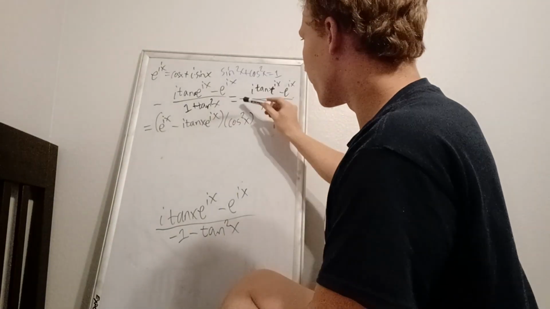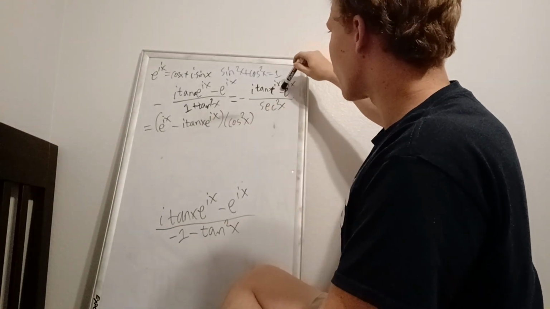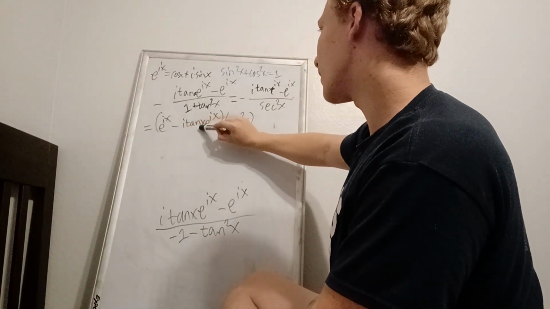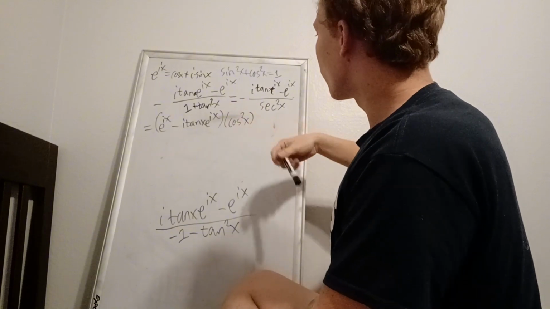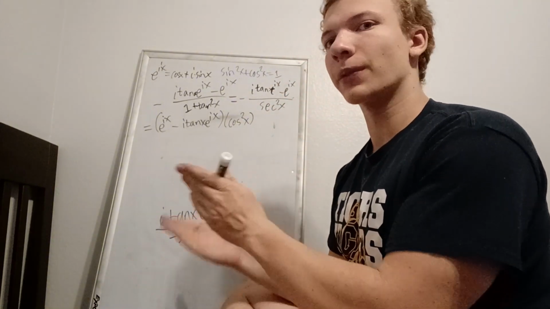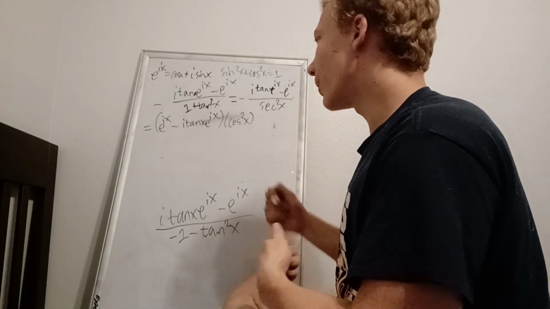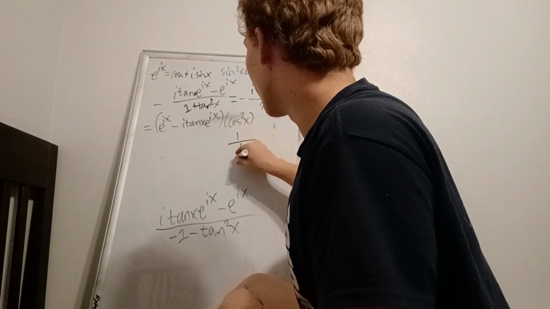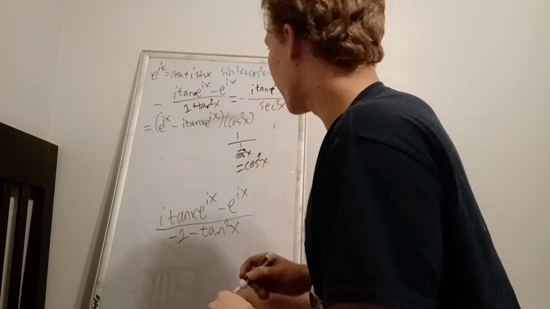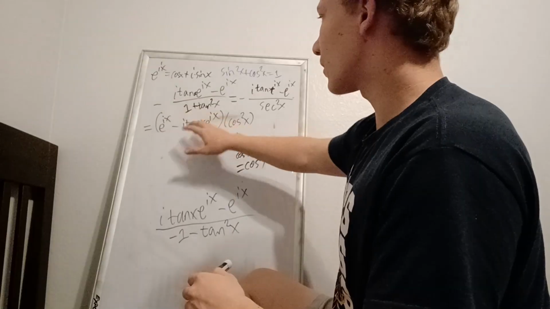And now, we'll take this negative, apply it here so we can switch the order of this subtraction. And we have e to the ix minus i tangent x e to the ix. And then we bring up the secant squared. Since secant is 1 over cosine, secant squared is 1 over cosine squared, and 1 over cosine squared brought up is going to be just cosine squared. So we have this expression here.